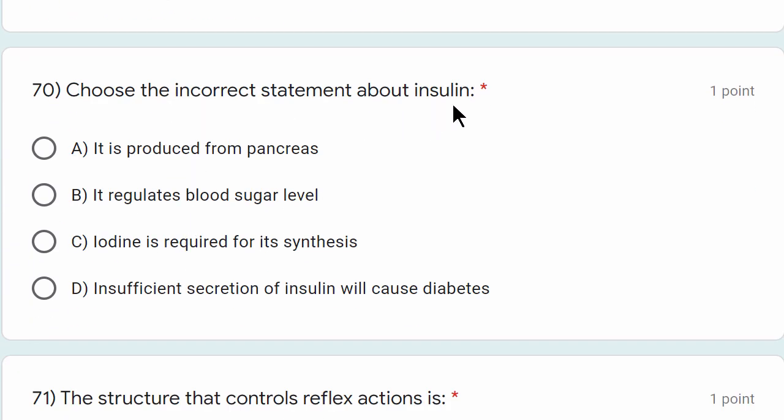Incorrect statement about insulin. Insulin ಬಗ್ಗೆ ಯಾವುದು ತಪ್ಪು? Is it produced in pancreas? Yes, it is produced in pancreas. Does it regulate blood sugar level? Yes. Is iodine required for its synthesis? No, that is not insulin, that is thyroxine. Insufficient secretion causes diabetes? Yes. So this statement about iodine is the wrong answer because iodine is not required. Iodine is required for thyroxine.